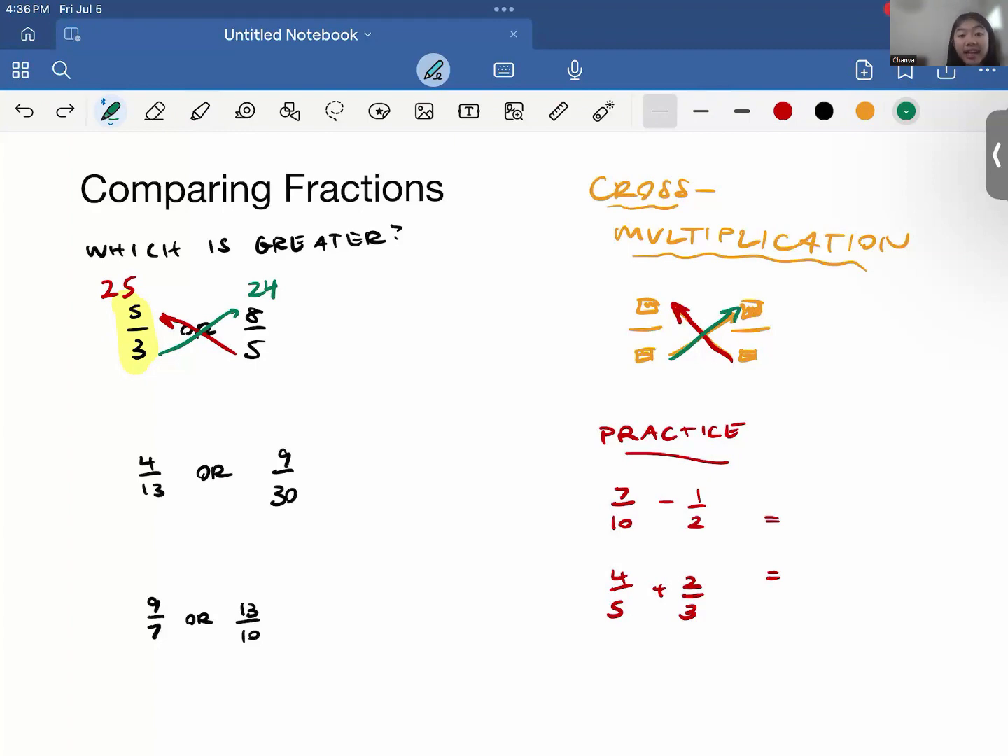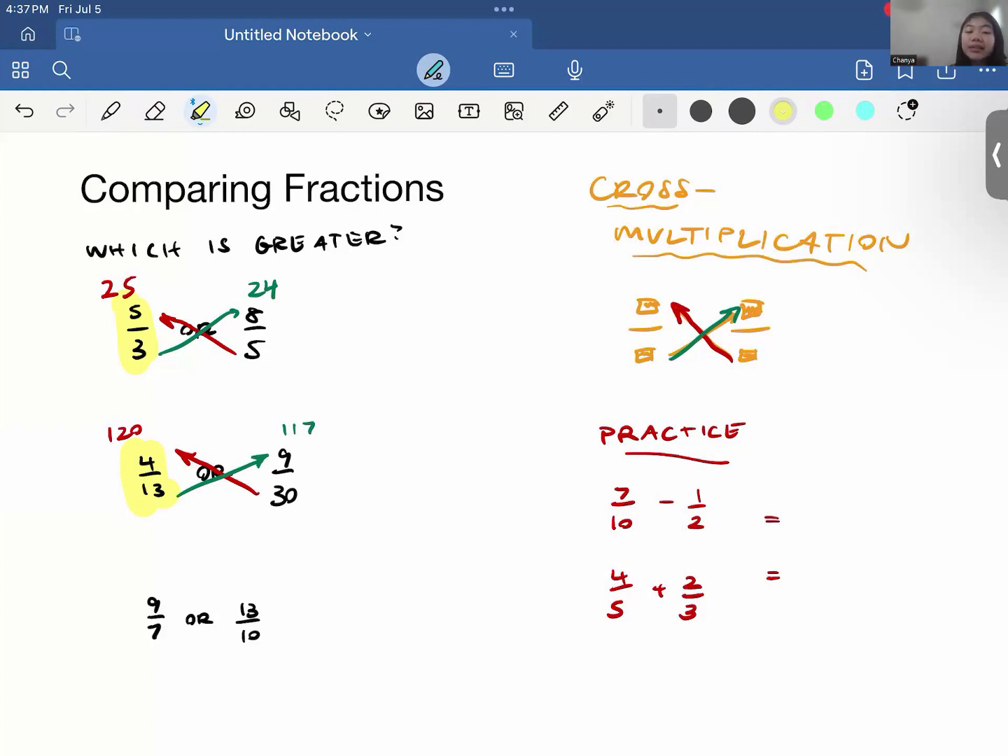So now let's jump into the second problem here, which is 4 over 13 versus 9 over 30. We're going to use this idea of cross multiplication again. So I'm going to multiply here 30 times 4, which is going to be 120. And I'm going to multiply here 13 times 9, which is going to be 117. So since 120 is greater than 117, 4 over 13 is going to be the greater fraction, since the 120 is directly above it.